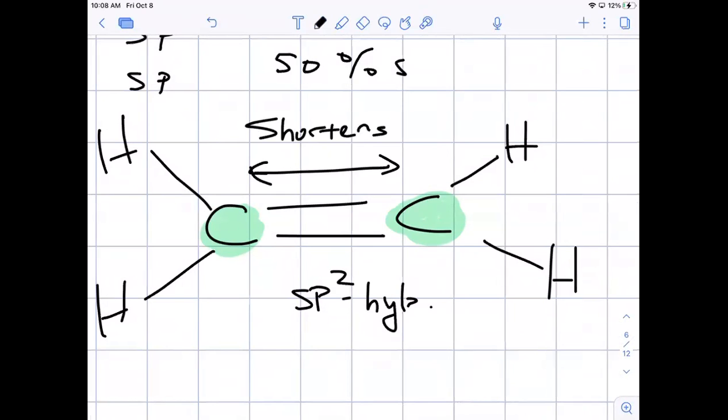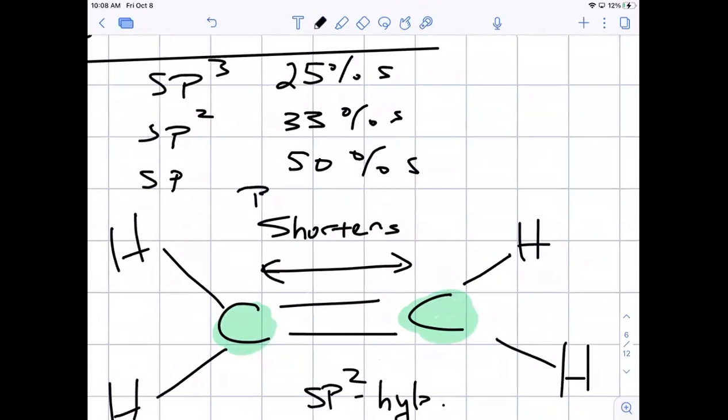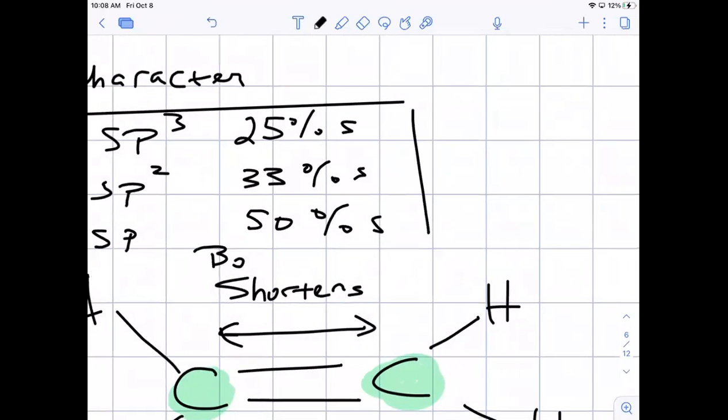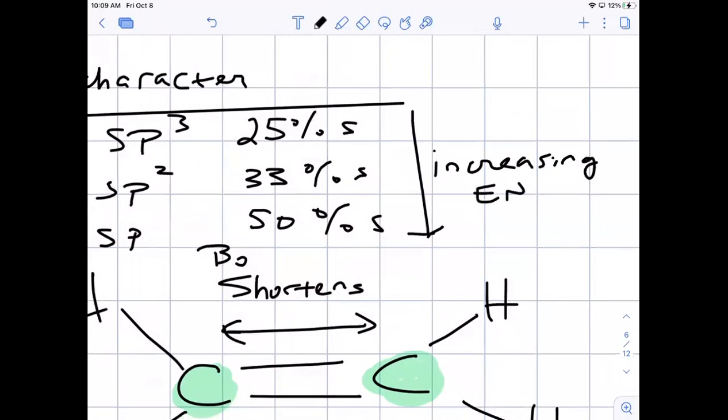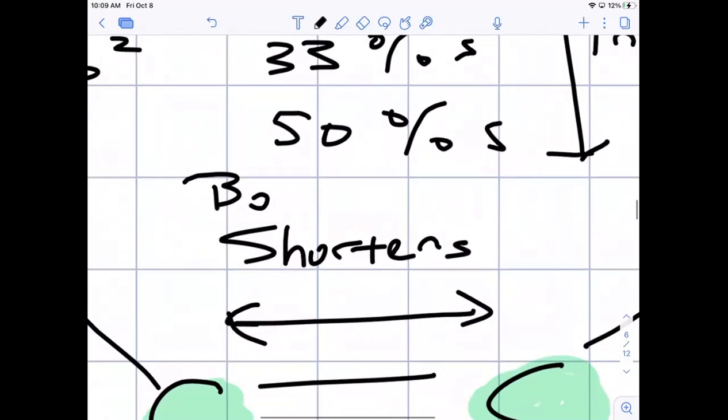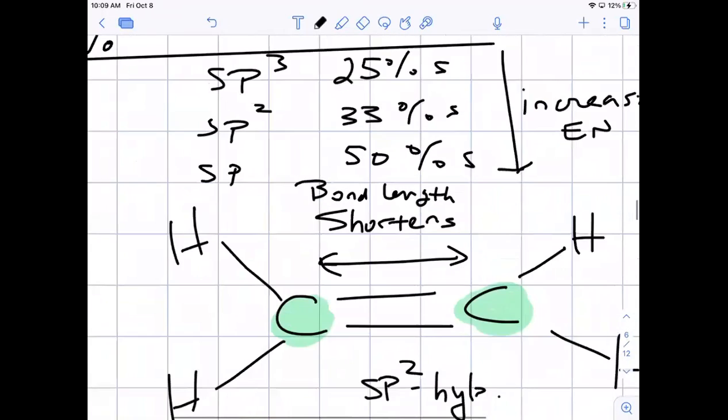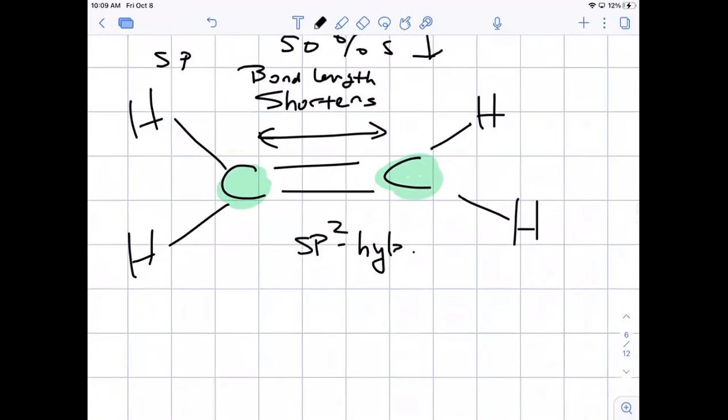And the reason the bond length shortens is because those two carbons are, because of their increased electronegativity, more electronegative. So each one of them is pulling on the electrons of the other, right? So that bond length kind of gets more compressed.